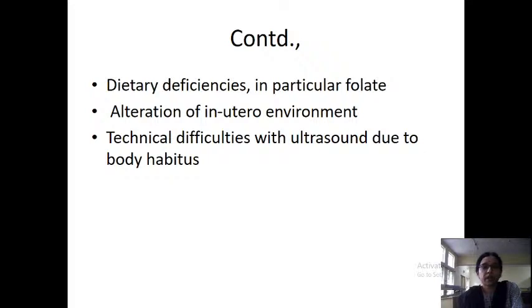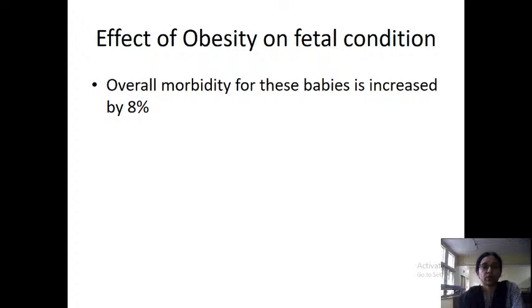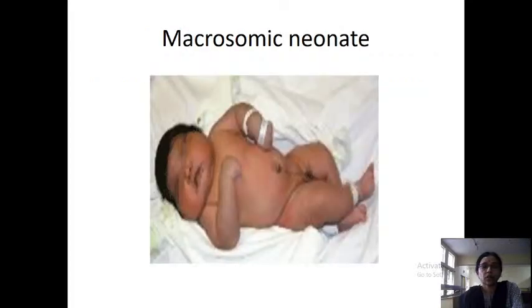And then the explanation behind the development of these anomalies could include dietary deficiency, in particular folate deficiency, and also an alteration of the in utero environment in these women, and also the technical difficulties with ultrasound due to body habitus, so that even if they have structural anomalies, sometimes we fail to detect them. So the effect of obesity on fetal condition is that the overall morbidity for these babies has increased by almost 8%. This is a picture showing a macrosomic neonate, and this baby also developed Erb's palsy because of the shoulder dystocia that this baby had.